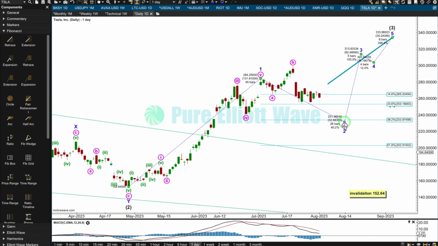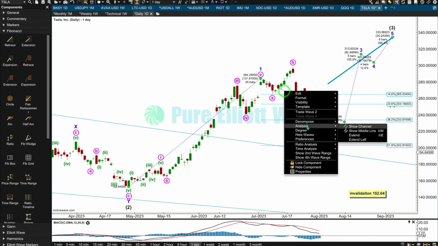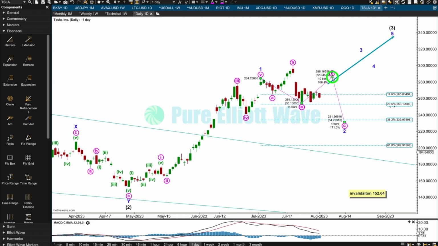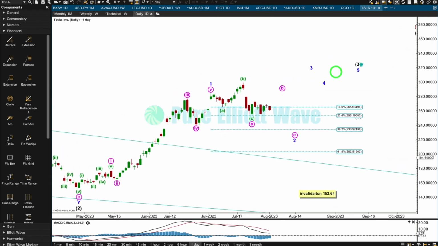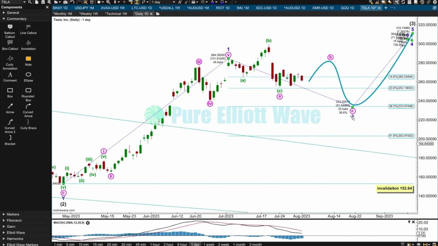Okay, I am actually going to change this labeling, and I'm going to say that this could be a combination. No, I don't know. Maybe it's a flat correction. And that first expanded flat was just wave A, and now wave B is going to move higher. So that tells us to expect more sideways and downward movement. So I'm going to say at this stage my target for support for minor 2 would be 233.97498, or about 234, round that up.